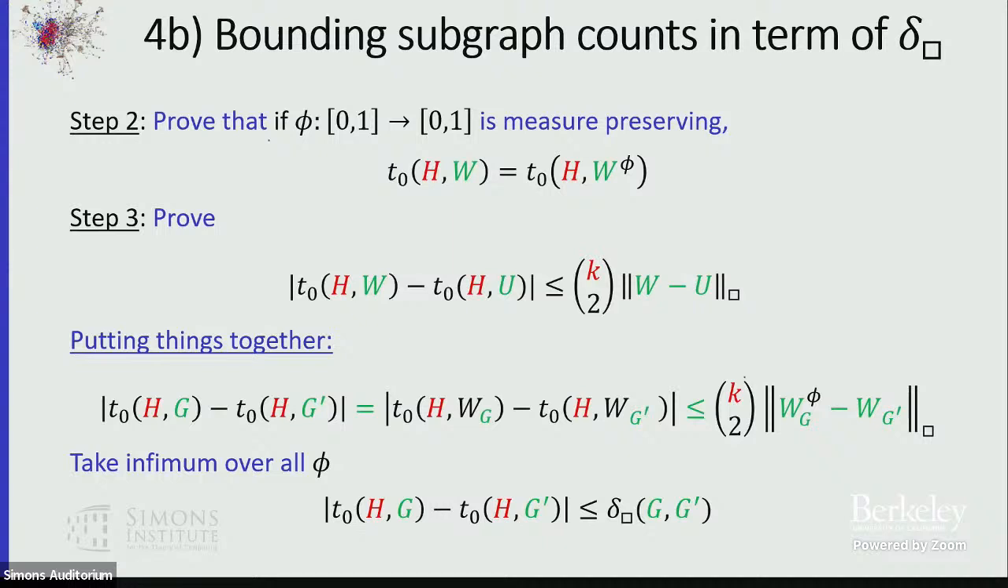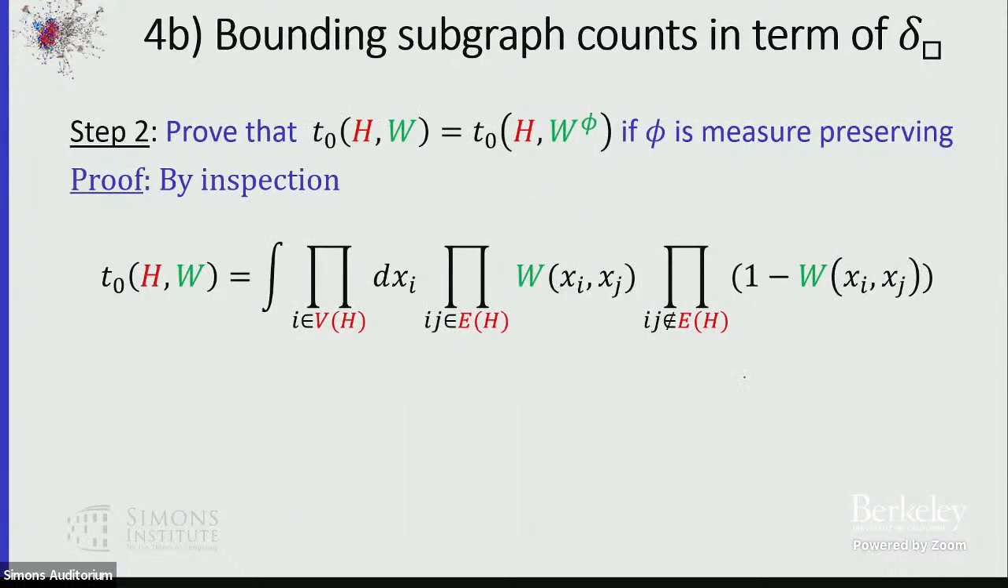Then I get this, which was, and I forgot the factor k choose 2. So if I copy down this factor k choose 2, then I have proven one direction. Okay, so it's a super easy proof. Well, it's not a super easy proof because I still have to do steps 2 and 3. So how is step 2?